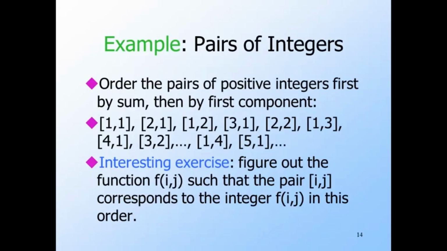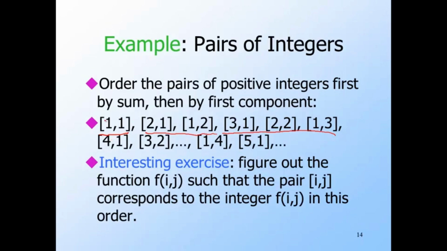A simple way to see this is to explain an ordering of the pairs as first pair, second pair, and so on. The ordering we want is first by sum, and then for pairs with the same sum by first component. Thus, 1,1 comes first. It is the only pair with a sum of 2. There are 2 pairs with a sum of 3, these guys, and we put 2,1 ahead of 1,2 because it has the higher first component. Then come 3 pairs with sum 4, these 3, again ordered by the first component.